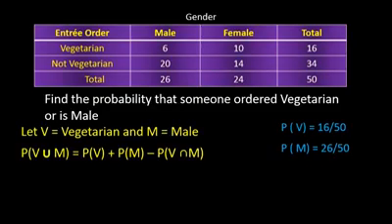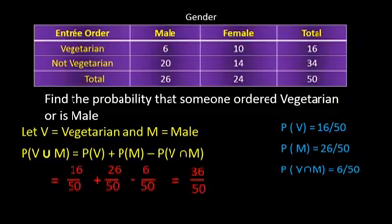Then we have to subtract out the intersection. So what is the intersection of V and M? There were 6 out of 50 people who were both male and ordered vegetarian. So the intersection would be 6 out of 50. Now we're ready to put these numbers into the formula to calculate the union of V and M. And that would be as follows. 16 over 50 plus 26 over 50 minus the intersection of the two, 6 out of 50, and that gives us 36 out of 50. So that's how we calculate the union of vegetarian and male. Remember, union means or, so that would be someone who ordered vegetarian or is a male or both.